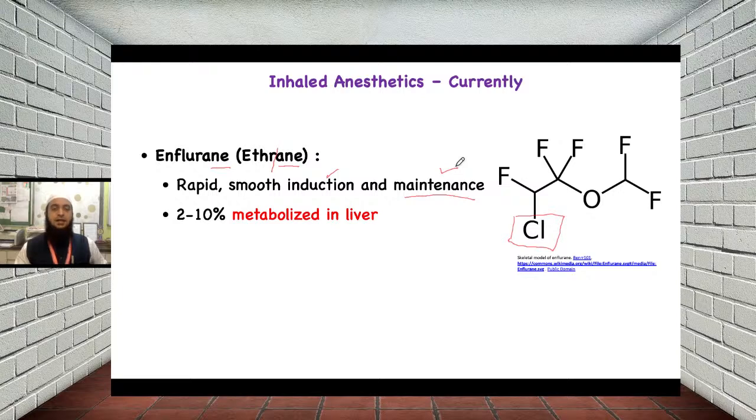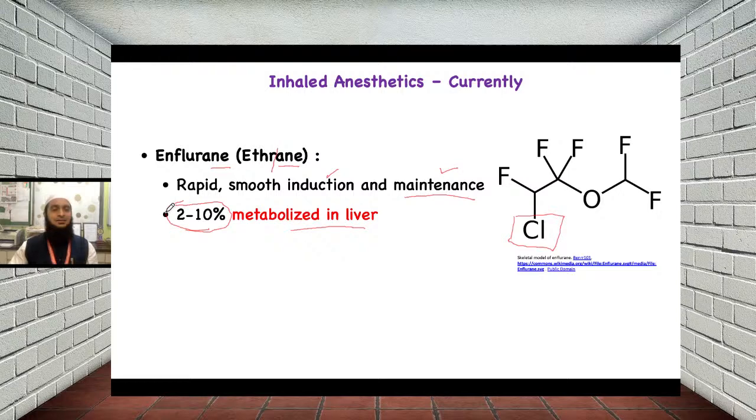The second important thing is that 2 to 10% of enflurane is metabolized in the liver. When you know that some amount of the drug is going to be metabolized in the liver, and you are performing a surgery which may last 4 or 5 hours, the anesthetist must make some calculation so that he can predict how much extra drug can be given for maintenance of the anesthesia, because he knows that around 2 to 10% of the drug is going to be metabolized. To compensate for that, he will calculate the extra amount of drug needed and give the dose accordingly.